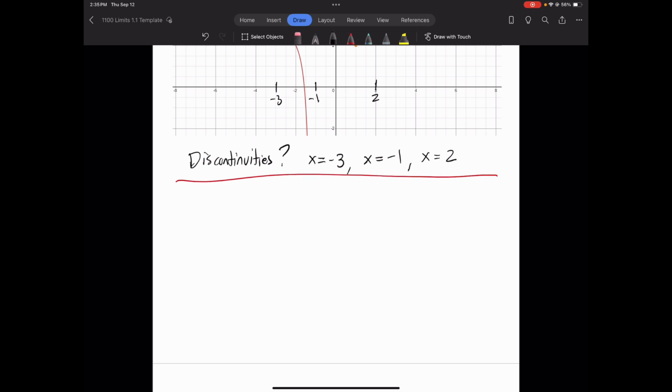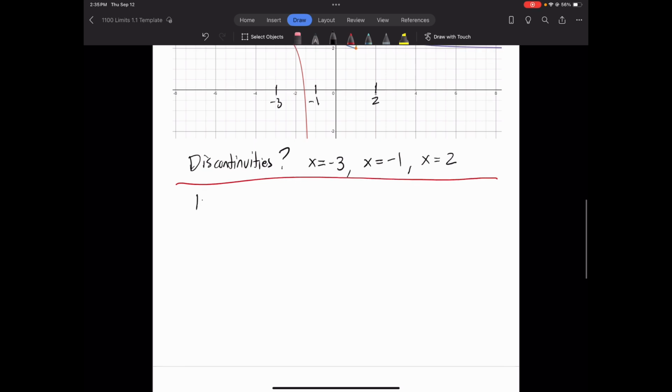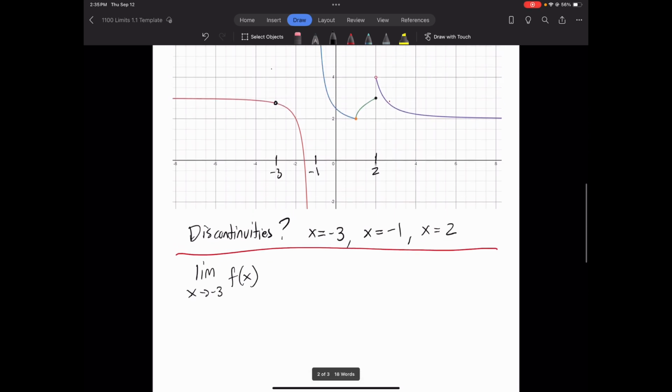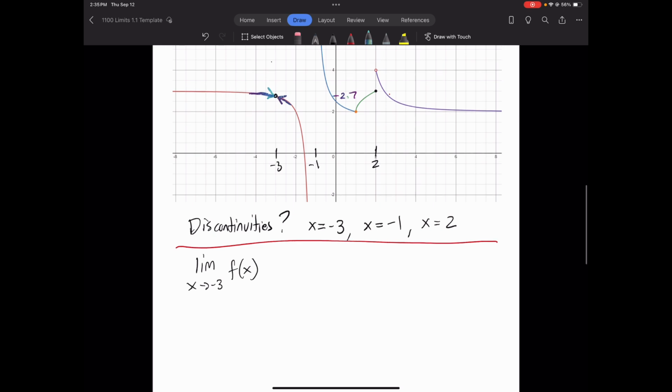Okay, let's start with x equals -3. Like we said earlier, this is where limits become helpful, because now I can ask the question, what's happening to my function as I get really, really close to -3? If I approach from this side, I approach this y value of, I don't know, 2.7. And if I approach from this side, the same thing happens. I'm approaching a y value of about 2.7. So I'd say my limit is equal to 2.7.